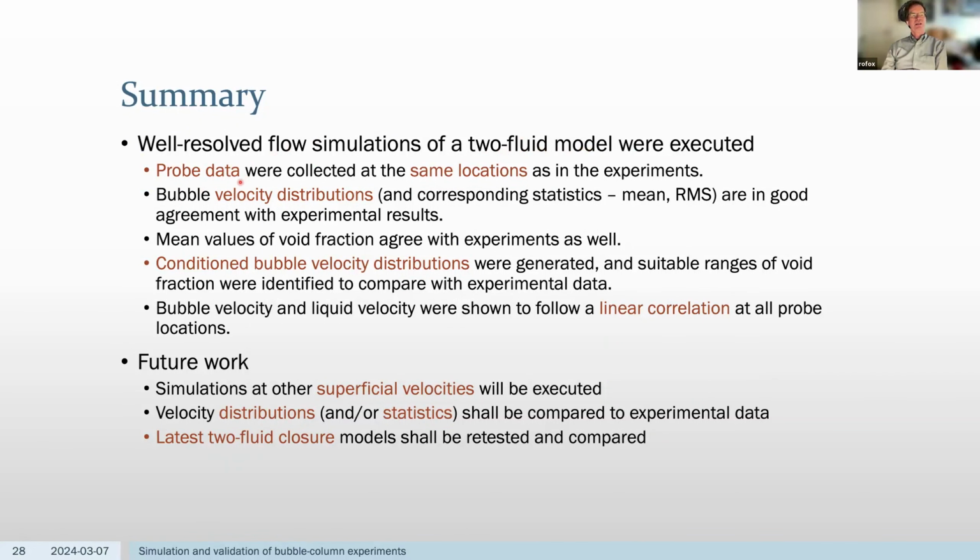We collected probe data at the same locations as used in the experiment. And then we did direct comparisons between bubble velocity distributions, the mean and the RMS values, and we found good agreement with the experimental results. We also did comparisons with the mean void fraction, and that was also in good agreement with the experiments. And then interesting for us, because we never had this type of data before, were the conditional bubble velocity distributions. We were able to generate those from the simulations and compare them to the experiments for the first time.